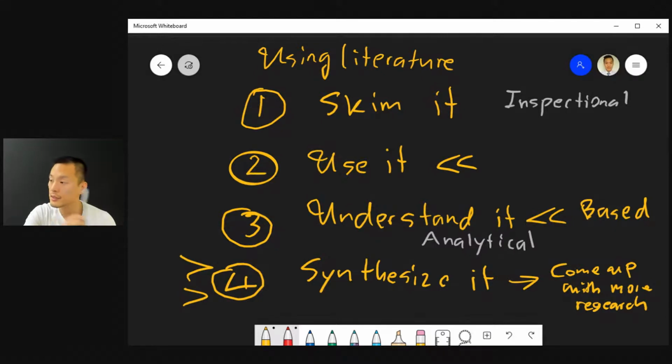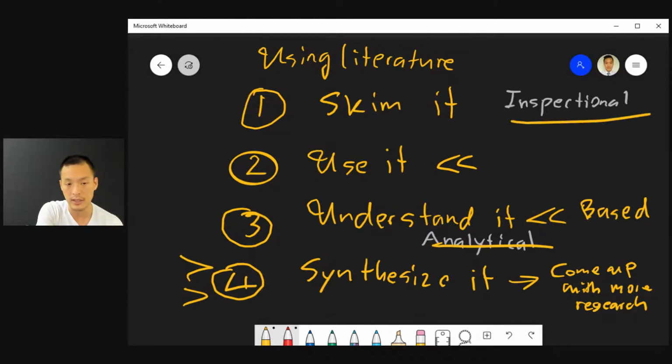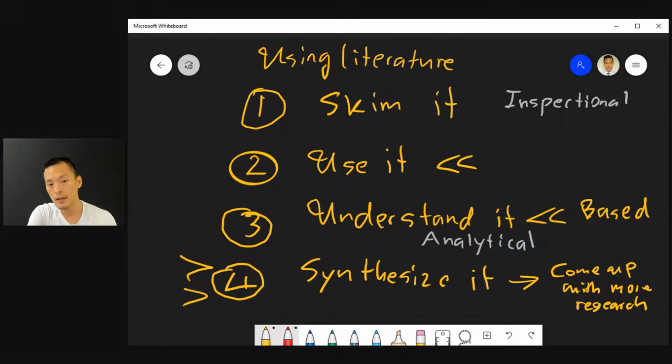So that's next week, right? You read a bunch of papers at different levels, both inspectional and analytical. How do you come up with your own research from there? Three weeks ago, we talked about how to access literature. This week, we talk about how to read literature. And next week, we're going to talk about how, from the literature, you find new interesting research projects.